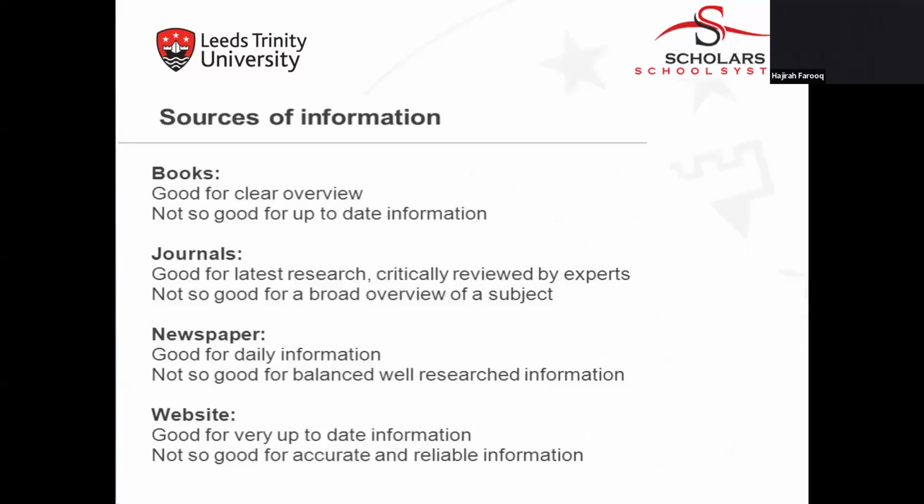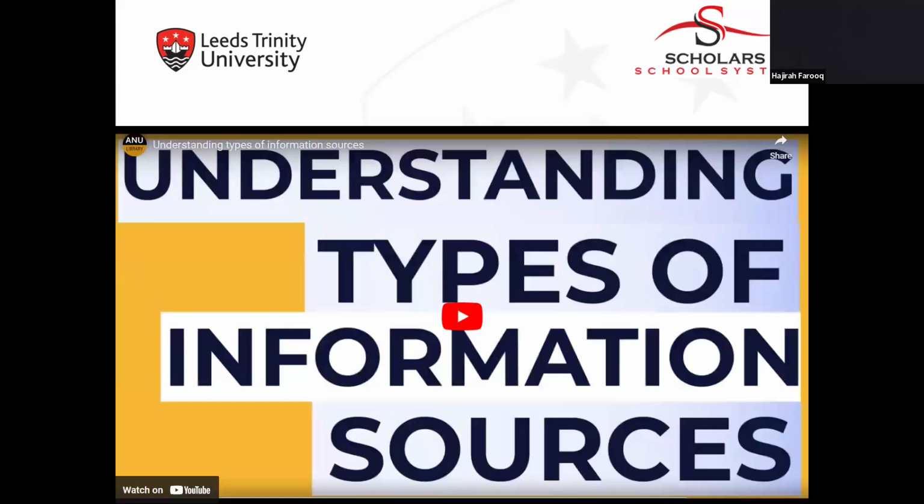So these are again some of the sources of information. Books are good for a clear overview and not so good for up-to-date information. Journals are good for up-to-date information but not so good for detail. Newspapers are good for daily information but not so good for balanced and well-researched information. And websites are good for very up-to-date information but not so good for accuracy and reliability. So there are many sources of information that you can use, and there are different pros and cons for each of them.